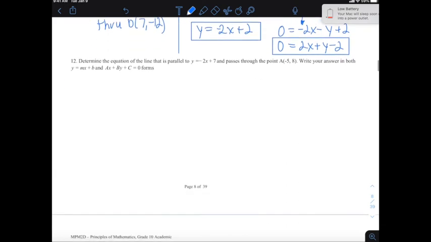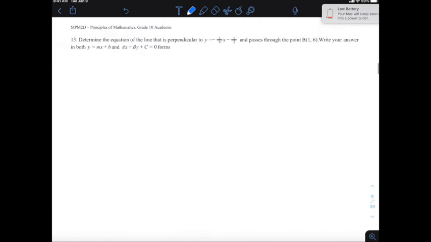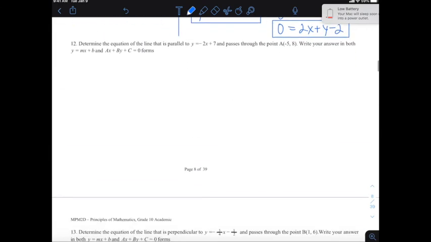All right. I think we have 2 more here. Yep. Okay, so determine the equation of the line that is parallel to this line and passes through the point A, (-5, 8). So firstly, I know that the slope of this line is -2. Therefore, my new line has a slope of -2, and it goes through the point A, (-5, 8).